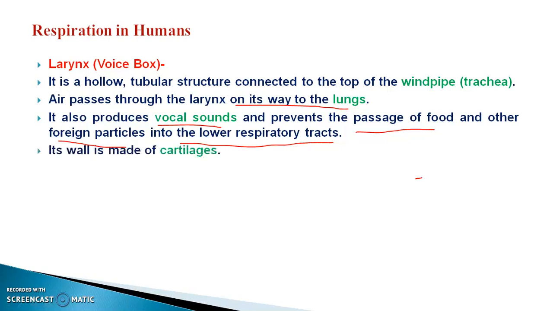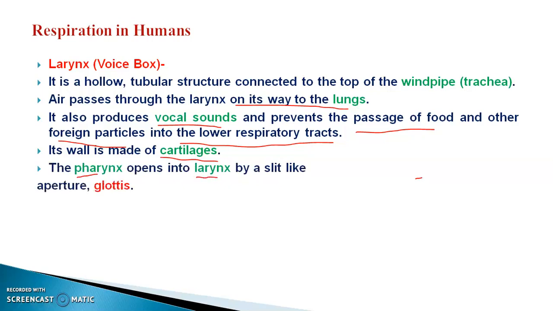The wall of the larynx is also made up of cartilage. So this is playing a very important role. The portion which is soft in nature is always made up of cartilage, like the ear, the nose, this larynx, they all are made up of cartilage. Now, the pharynx opens into the larynx by a slit-like aperture that is known as the glottis.